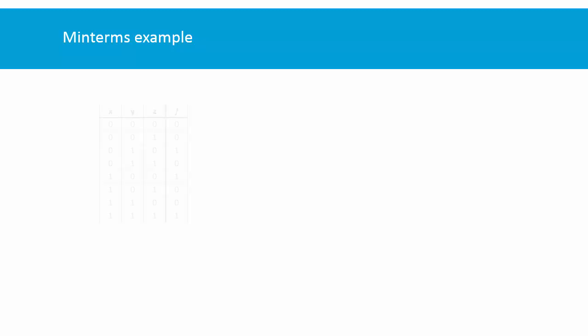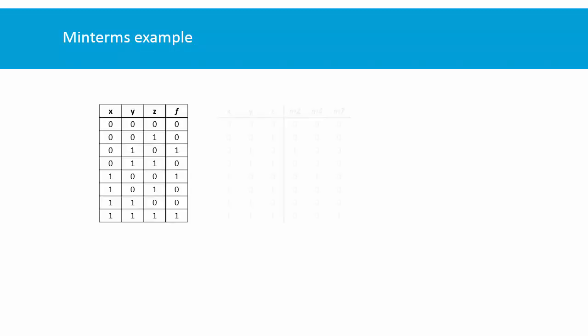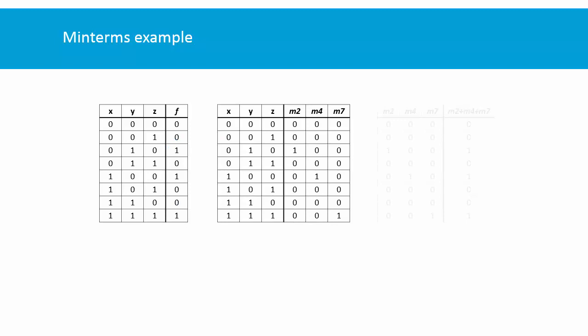So here we have a function, and in this function we have 3 ones. Now, those 3 ones are actually related to those 3 minterms, and you can see why. Minterm 2 because this is row number 2, minterm 4 because this is row number 4, and minterm 7 because this is row number 7. Now the question is, how can we combine all those 3 columns into just one function?